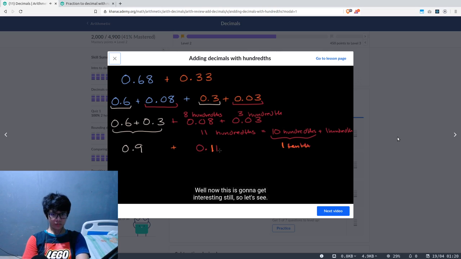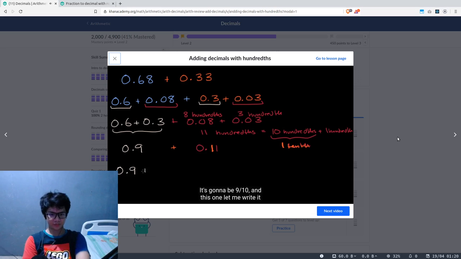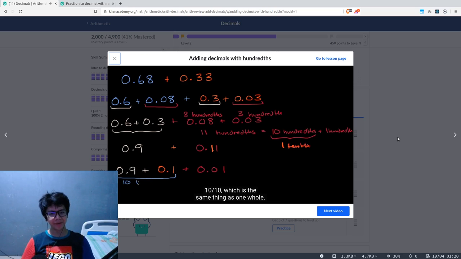Well, now this is going to get interesting still. So let me actually rewrite this. So it's going to be 9/10, plus 1/10, plus that 1/100 left over. So what is this going to be? 9/10 and 1/10 is going to be 10/10, which is the same thing as 1/1. So this is just going to be equal to 1. So it's going to be 1 plus 1/100. So it's going to be 1 and 1/100.